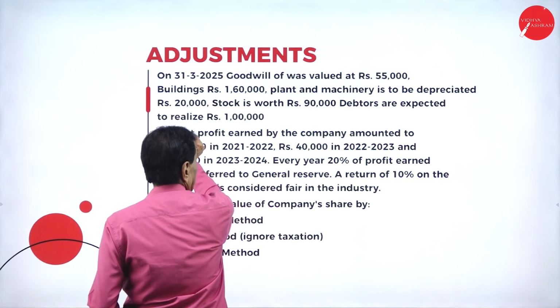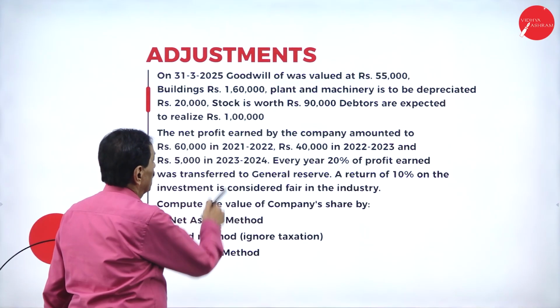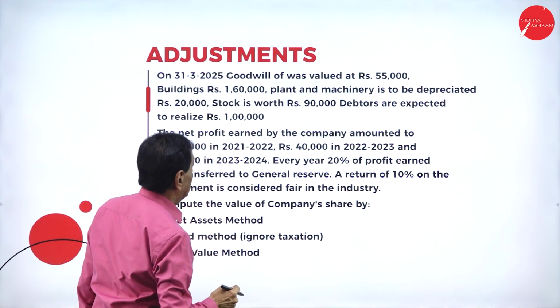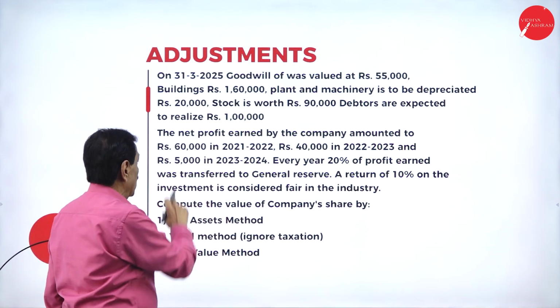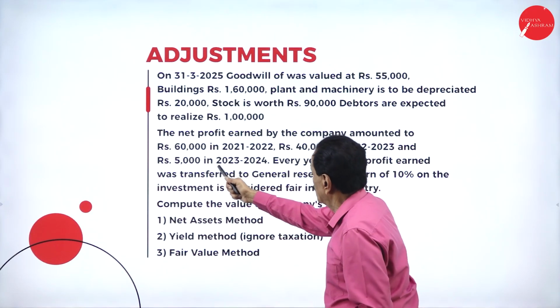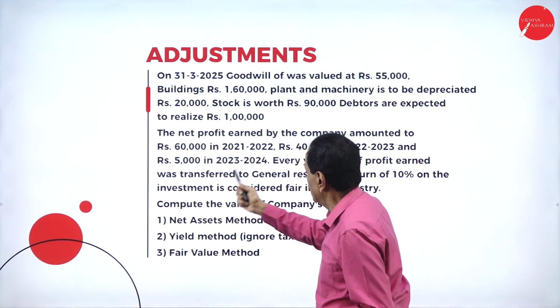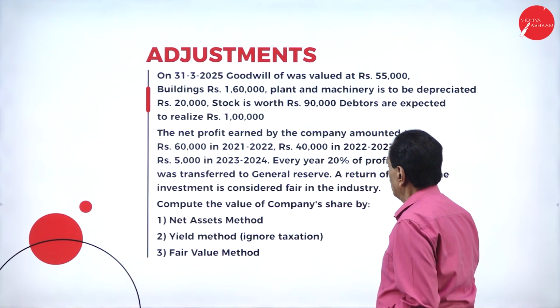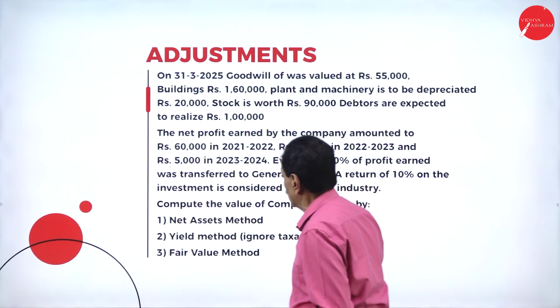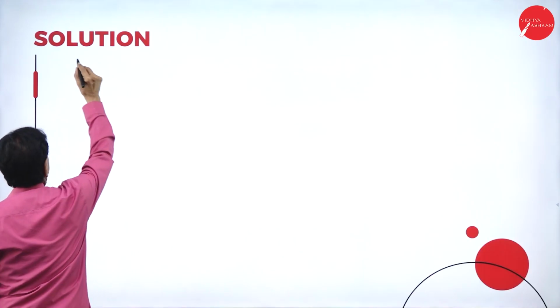How much is depreciated? Rupees 20,000. Stock is worth rupees 90,000, debtors are expected to realize 1 lakh. The net profit earned by the company amounted to rupees 60,000, then 40,000 and only 5,000 in the later years. Every year 20% profit is transferred to reserve, with a return of 10%. Net asset method.